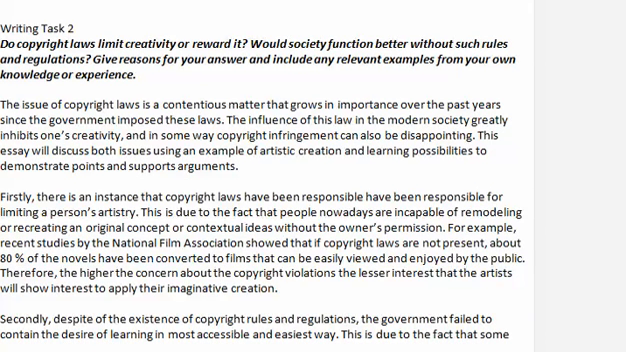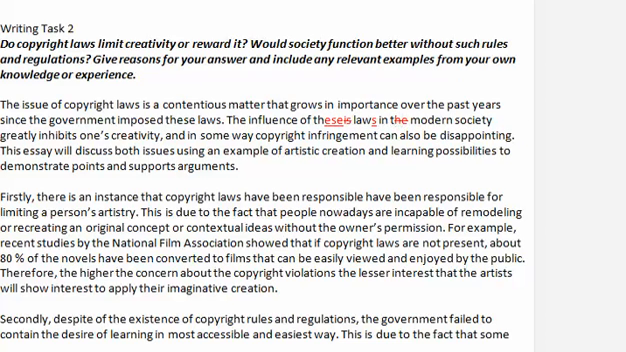Okay, so we're sufficiently familiar with the question. We won't read through it again. Let's again jump straight in. Okay, the issue of copyright laws is a contentious matter that grows in importance. Okay, say instead that has grown in importance over the past few years since the government imposed these laws. Good. The influence of, okay, just plural, these laws in modern society greatly inhibits one's creativity.